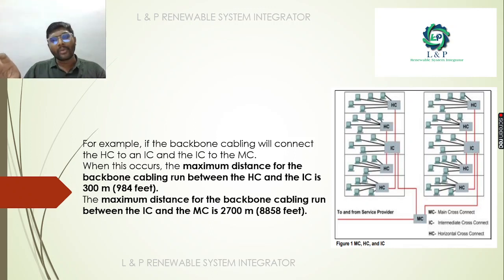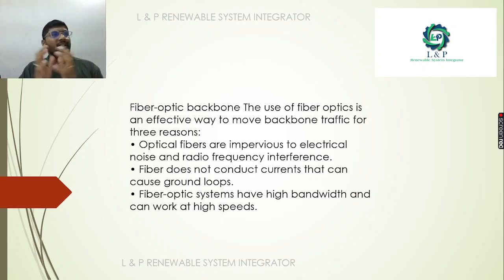So this is a simple overview of how a cable has been established from the service provider to the main cross connect, from the main cross connect how it is getting established to the intermediate cross connect and the horizontal cross connect. And the next rule is that we are often using fiber optics as a backbone. Why are we using the fiber optic? There are three important reasons.